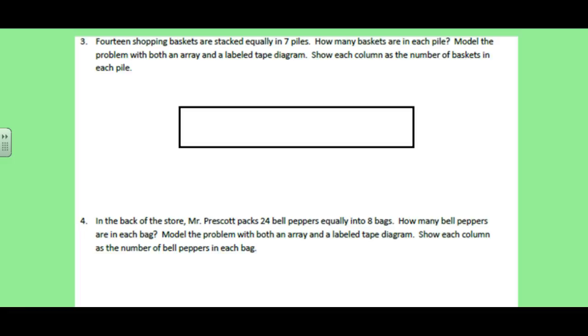Or is it going to be 7 baskets in each pile? So asking yourself that, you should understand that 7 piles means that there's going to be 7 groups. So on your rectangle, I want you to make it have 7 equal parts. And once you have that, I want you to push play so we can move on.